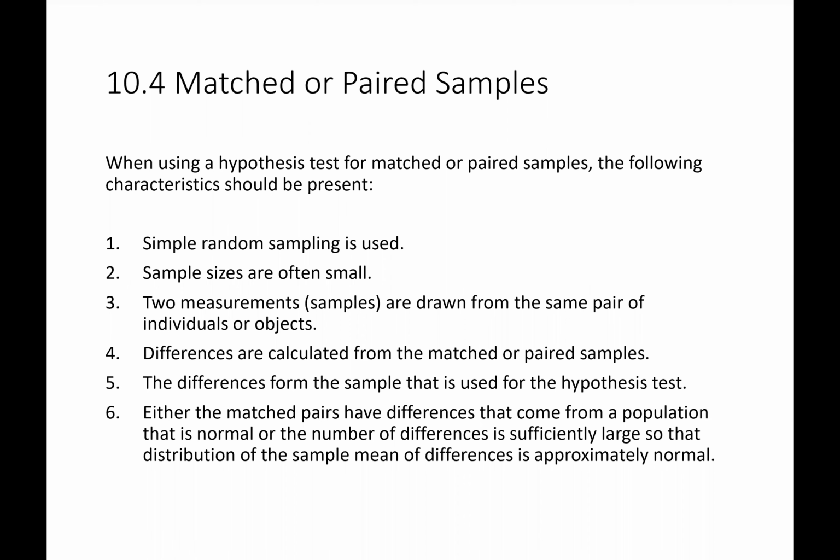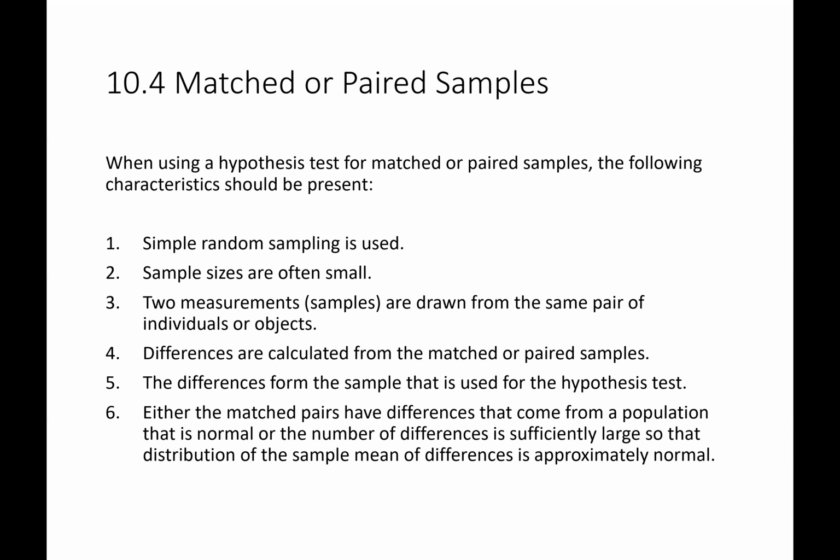So when you're using a hypothesis test for matched or paired samples, the following characteristics should be present. Simple random sampling. The sample sizes are often small because you're not looking at a huge group of people or plants or whatever. 2 measurement samples are drawn from the same pair of individuals or objects.